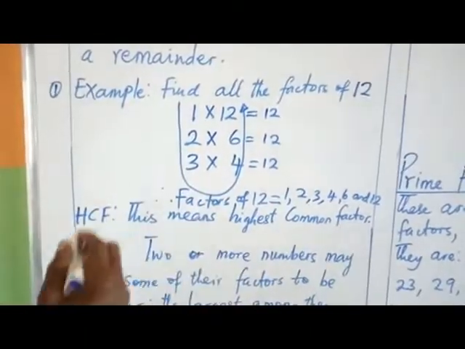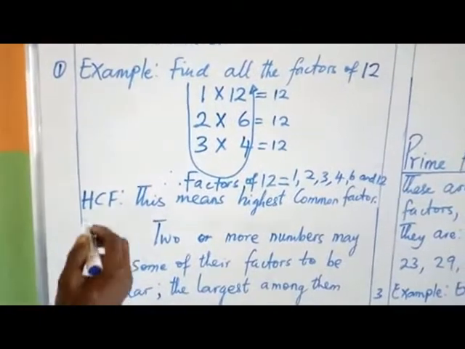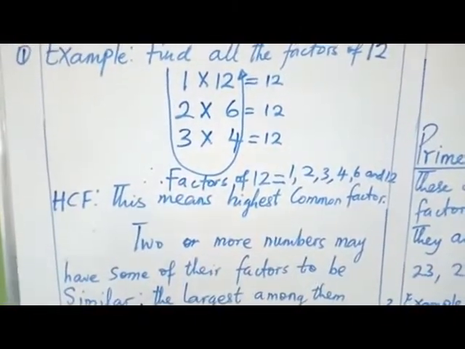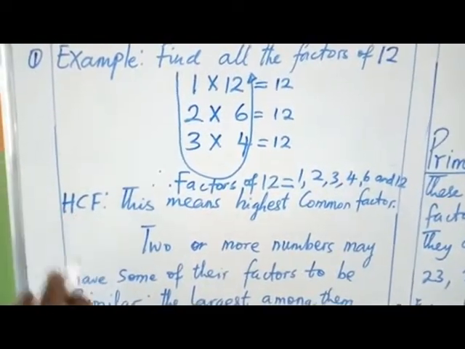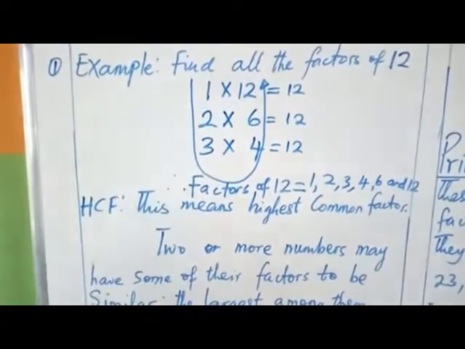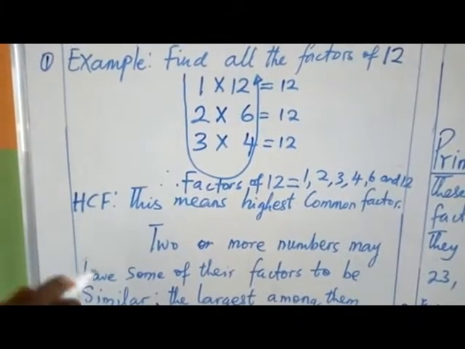Then that leads us to the next subtopic, which is called the HCF. What is the meaning of HCF? HCF means highest common factor. Before we find the HCF, we have already found what a factor is, which we have done here in the example. So the next thing we're going to look at is the CF, which is the common factor.